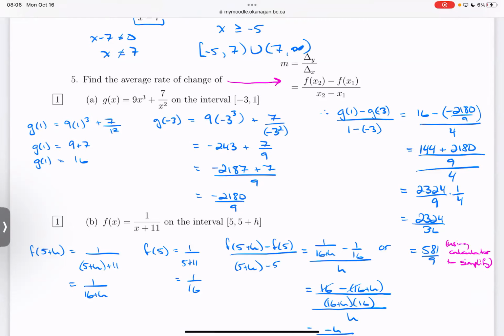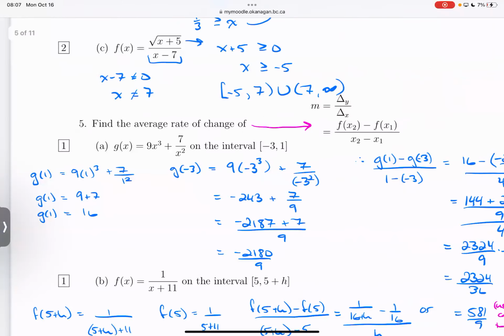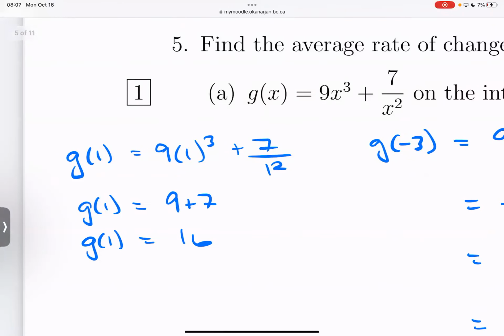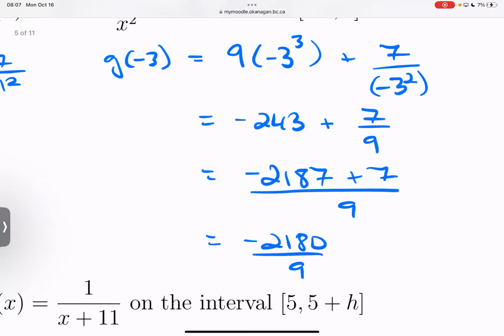So 5A was more complicated than I wanted it to be. I wanted it to just be plug values in and find the outputs, and then find the rate of change. That's easy enough, right? So find the output of the second point, find the output of the first point. Now that's where it got a little bit weird. All those fractions, a lot of work.